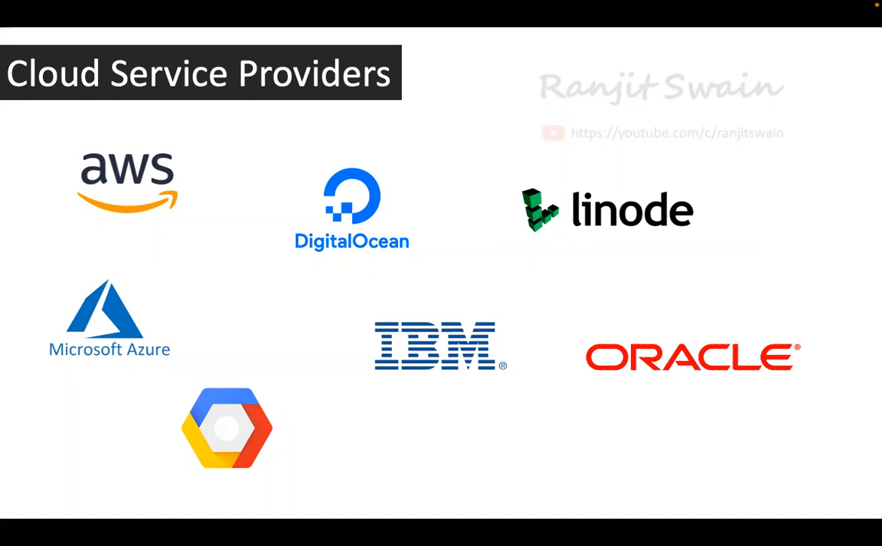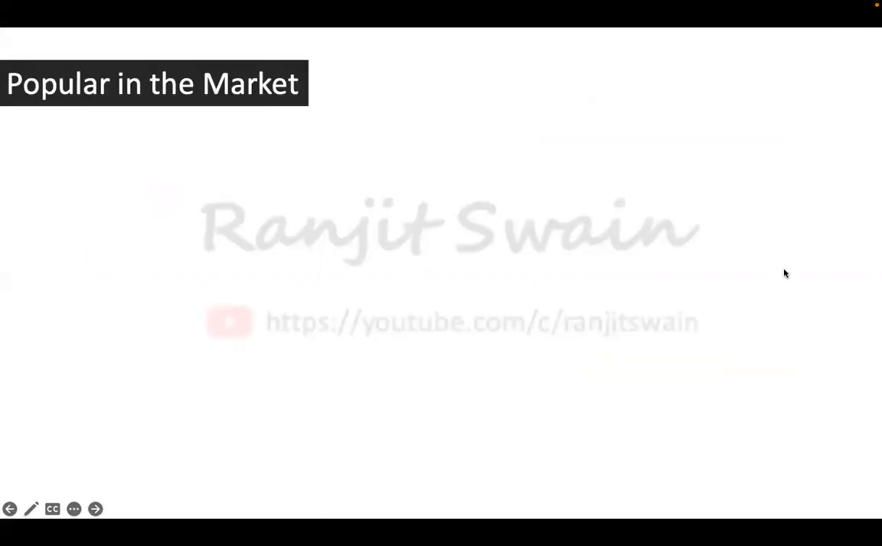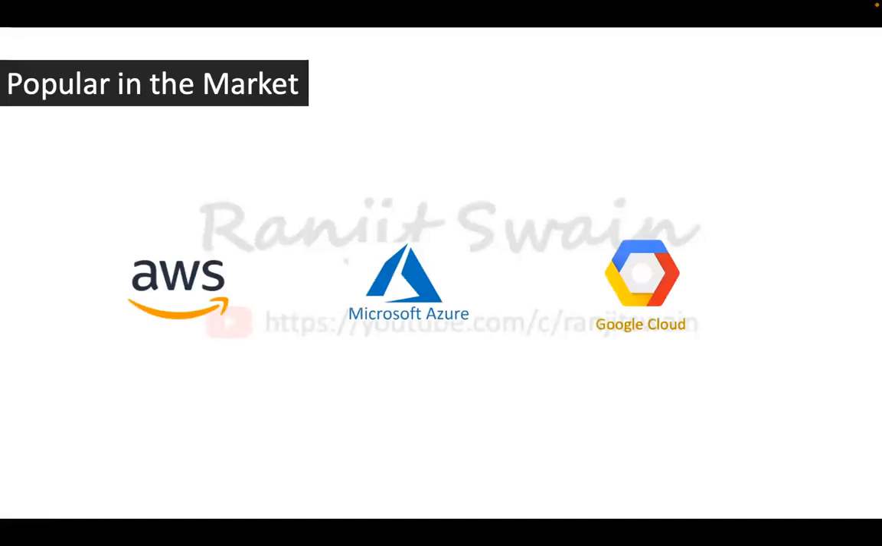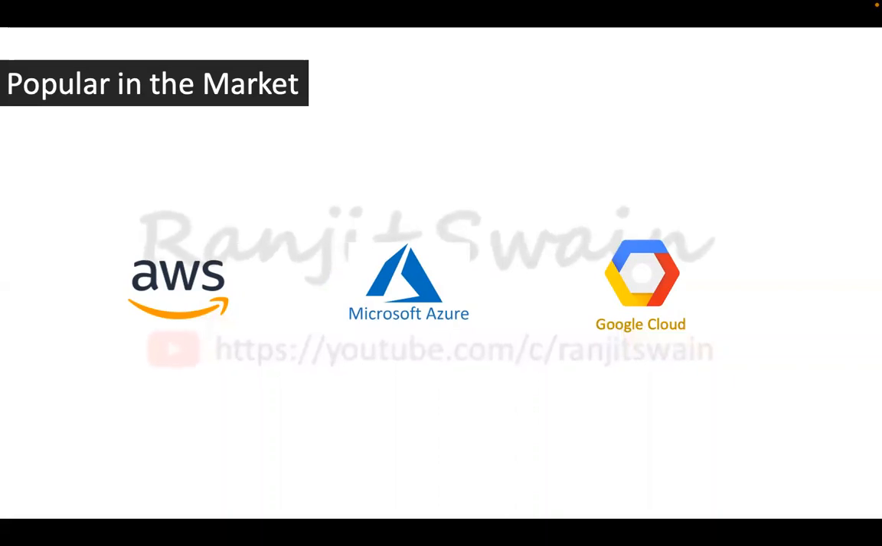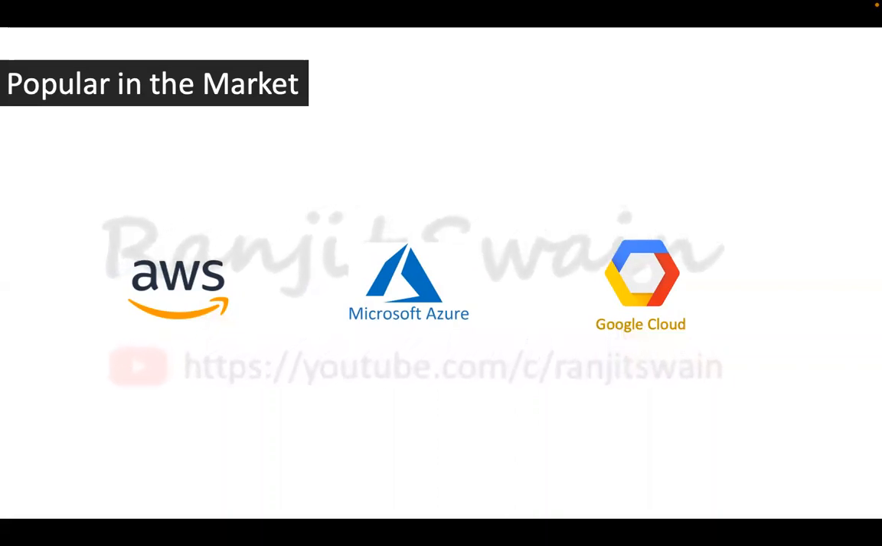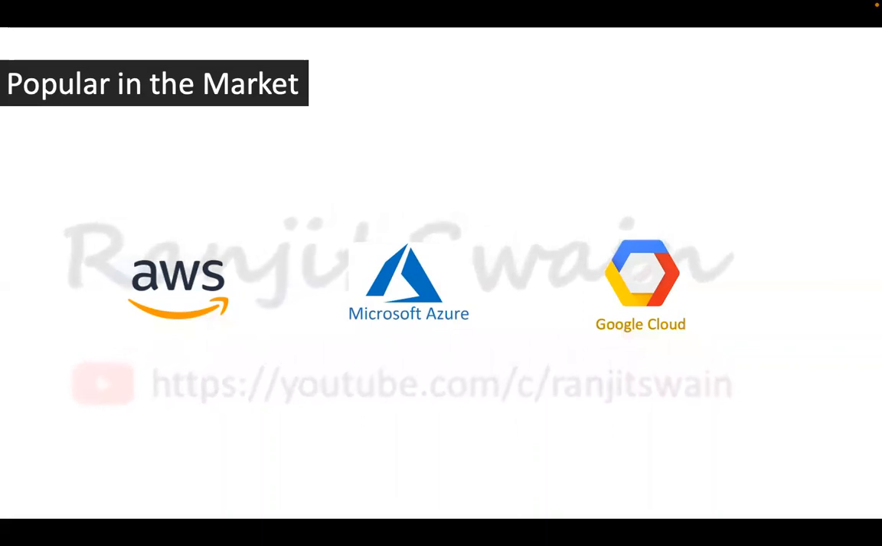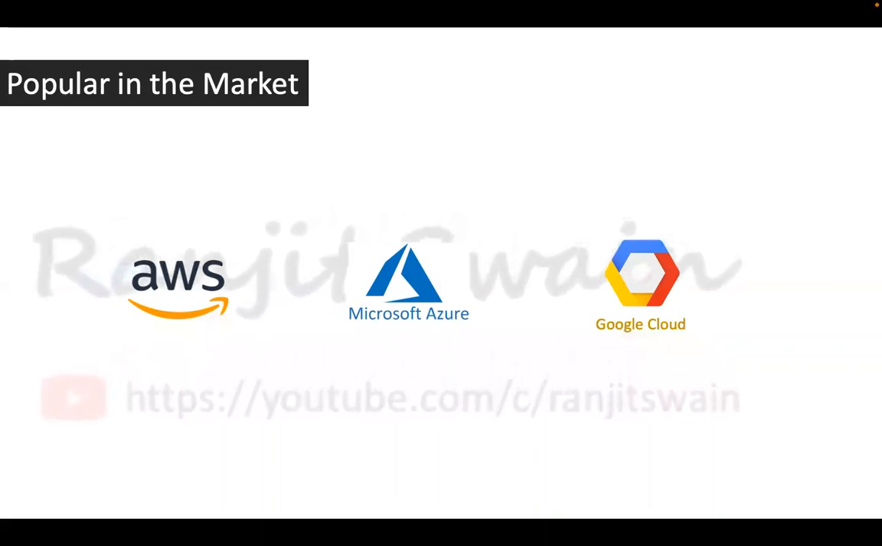AWS, Microsoft Azure, DigitalOcean, Google Cloud, GCP, IBM, Linode, Oracle. All these are cloud service providers. I have written very few, just counting, right? There are hundreds plus service providers available in the market. And there are three which are more popular in the market. One is AWS, that is nothing but Amazon Web Services, and Microsoft Azure. The other one is Google Cloud Platform, or GCP.